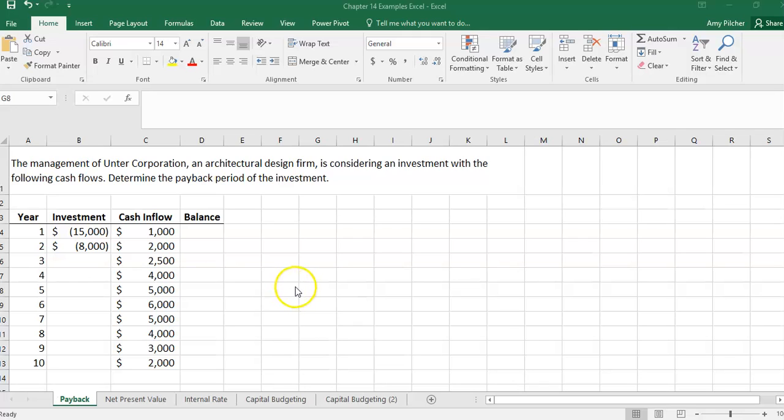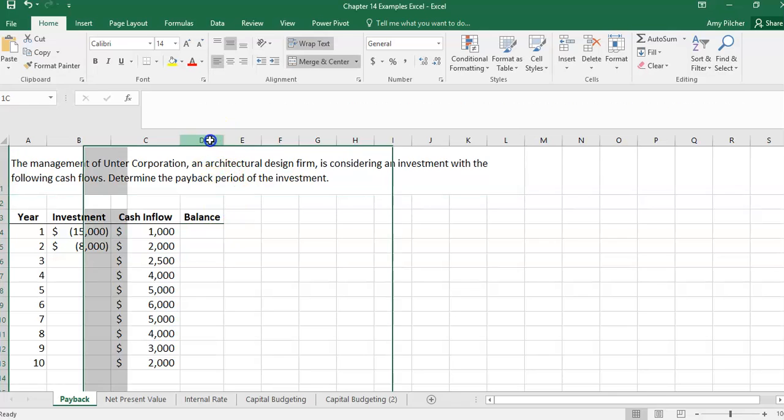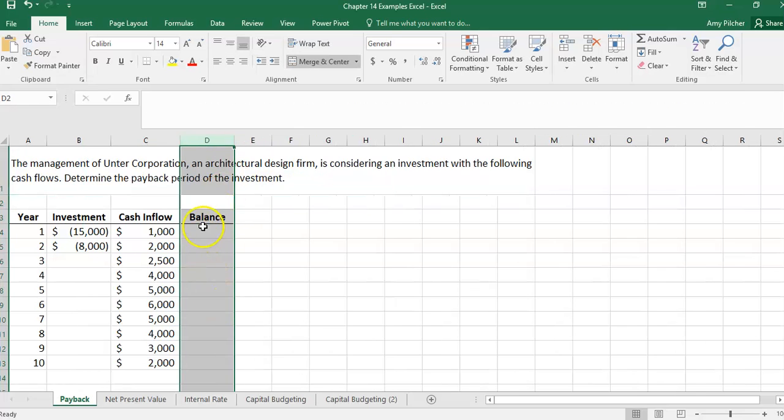When we have a payback, if you remember from the chapter information, when we have even cash flows, we just take the amount of the investment divided by the annual cash flows to get the payback in years. However, if we have uneven cash flows, we need to calculate from year to year to find that information. And we do that by looking at what the balance is at the end of each year until that investment is completely paid for.